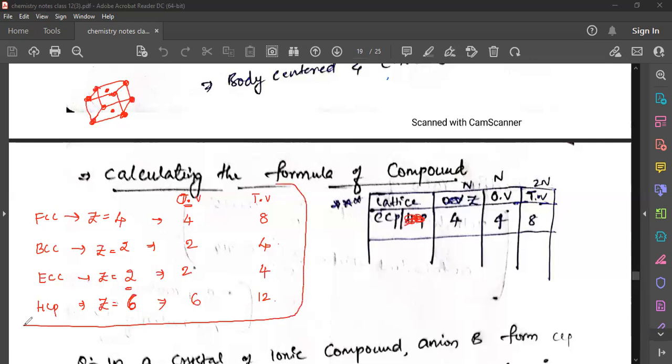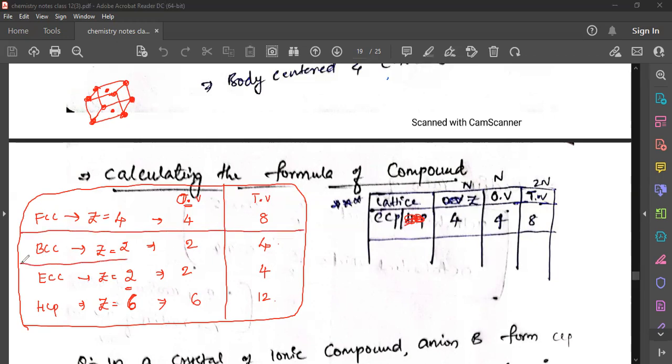Just take the screenshot and you can add the notes afterwards, because this will erase easily. I'm not writing on the notepad, I'm writing in the PDF itself. Clear this, or any doubts in this? How to find the tetrahedral voids and the octahedral voids? Clear, sir. Now shall we do the problems on this? Yes, sir.